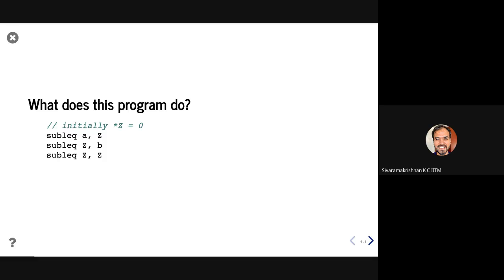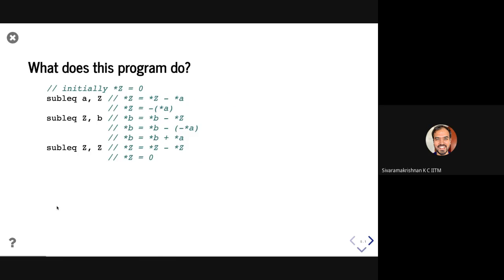This is a very simple language. We actually know what this one instruction does. So initially, the value at location Z is 0. First you do subLEQ A, Z, which means that you're doing *Z = *Z - *A. Because *Z is 0 initially, now the value in *Z is minus of the value at the original location A. And we do the next instruction, subLEQ Z, B.